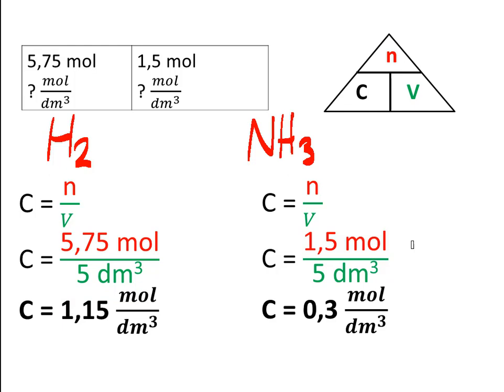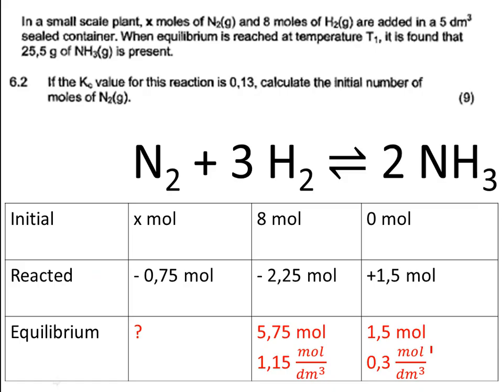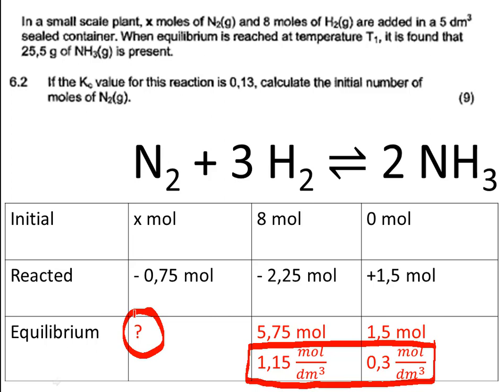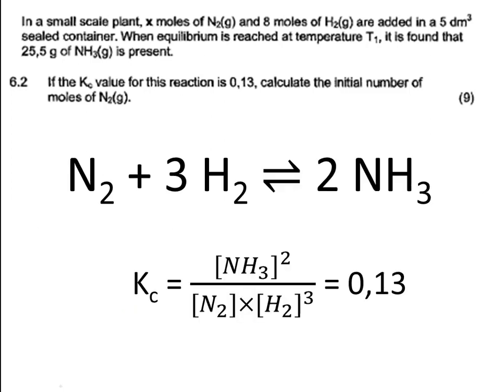What about ammonia? We know we have 1,5 moles of ammonia at equilibrium. We know that the volume of the container is 5 decimeter cubed. 1,5 divided by 5 is 0,3 mole per decimeter cubed. So we have the concentrations of both the hydrogen and the ammonia at equilibrium. Now we need the concentration of nitrogen at equilibrium. We find that by substituting the values that we know into the Kc formula.